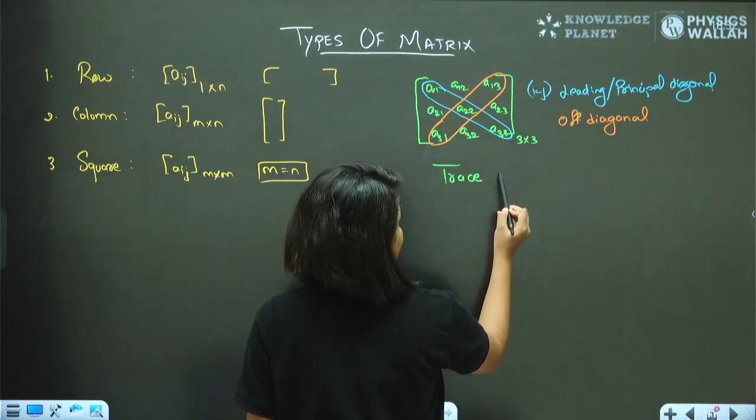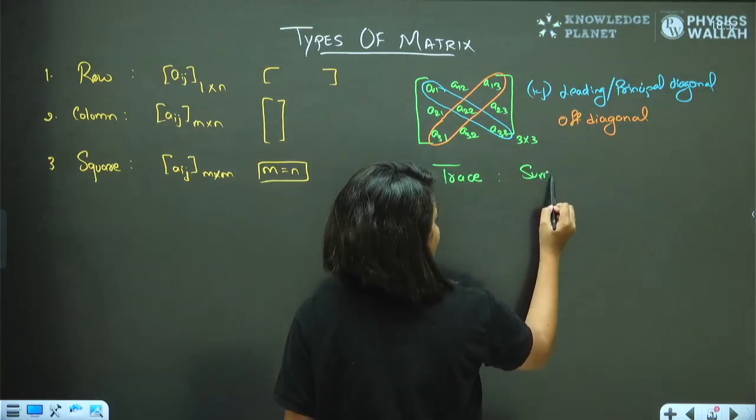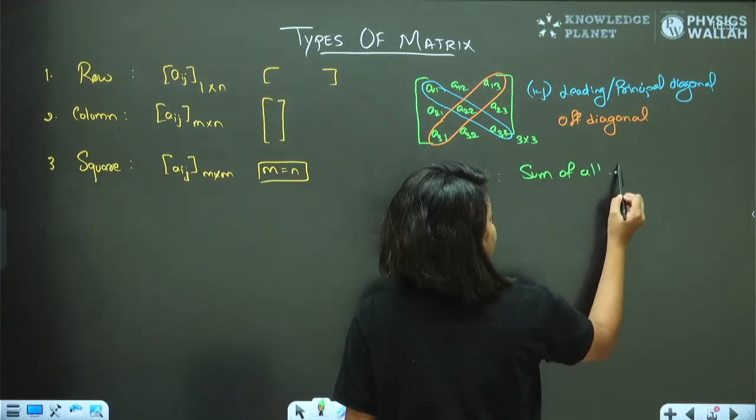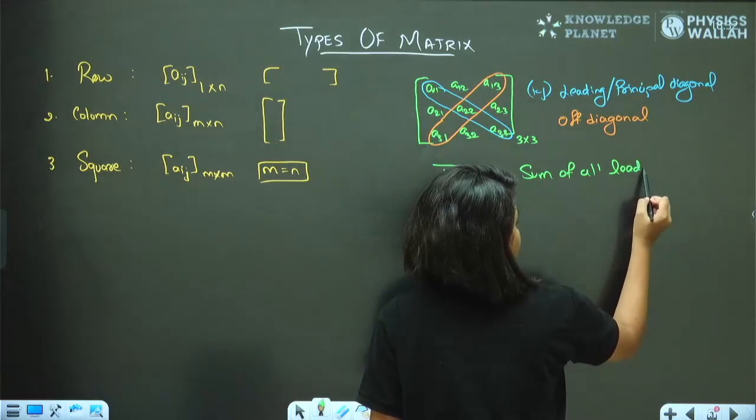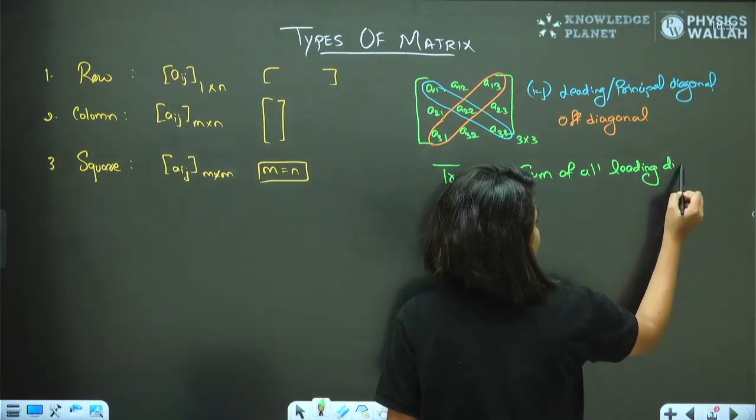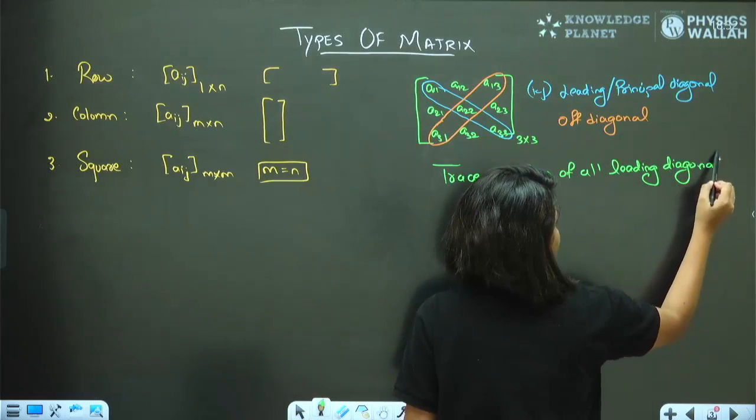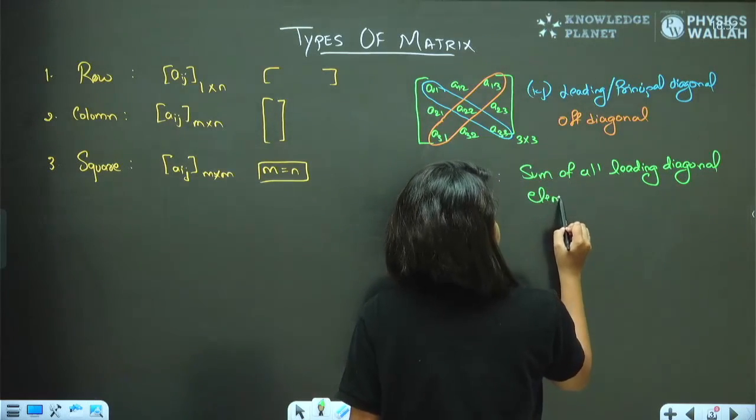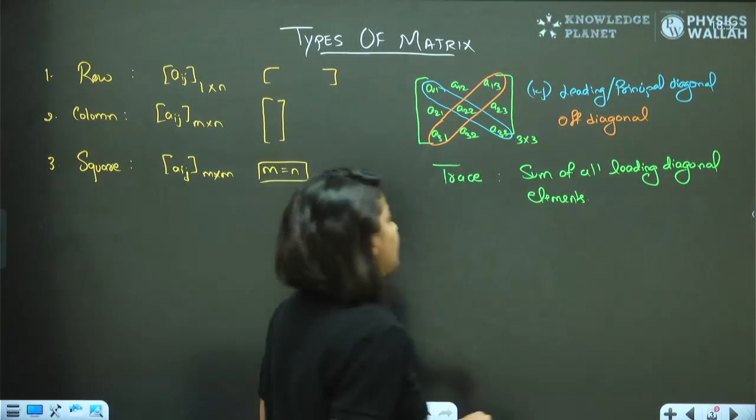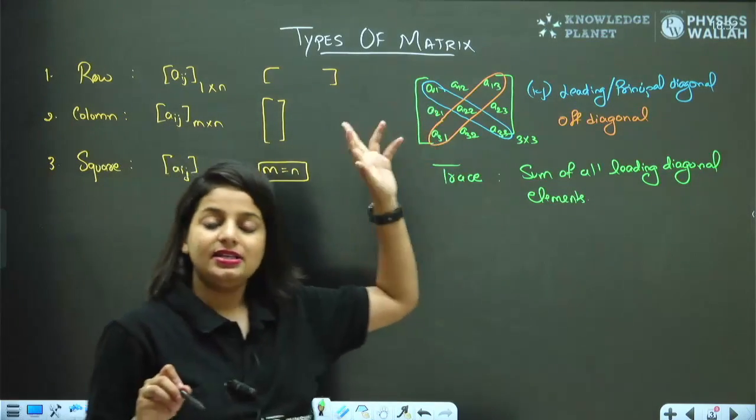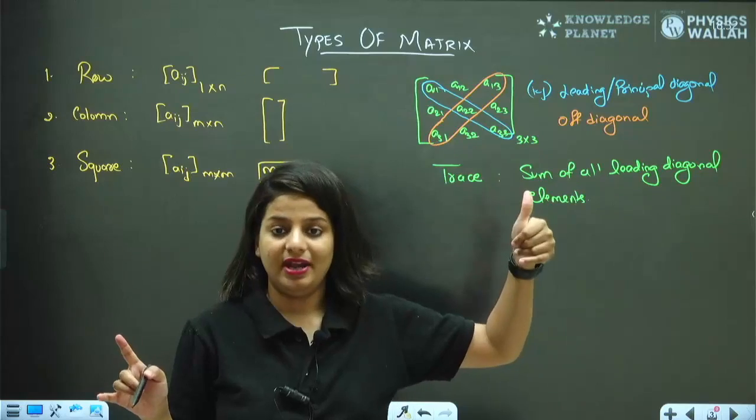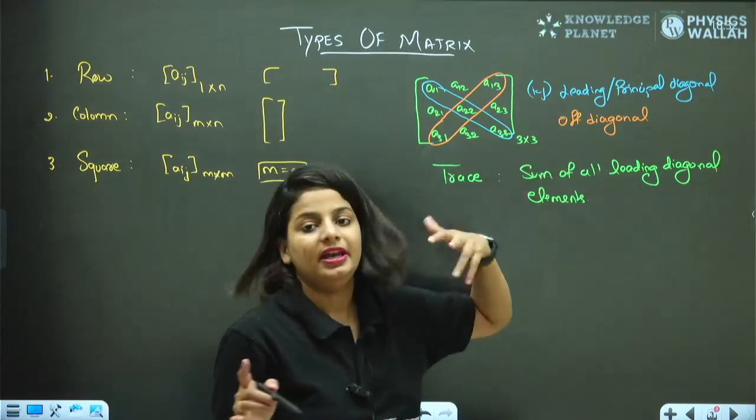What is the trace of a matrix? Trace of a matrix is the sum of all leading diagonal elements. Sum of all leading diagonal elements is called the trace of any given matrix. So this leading diagonal is always present only in the case of a square matrix, wherein m and n are equal.